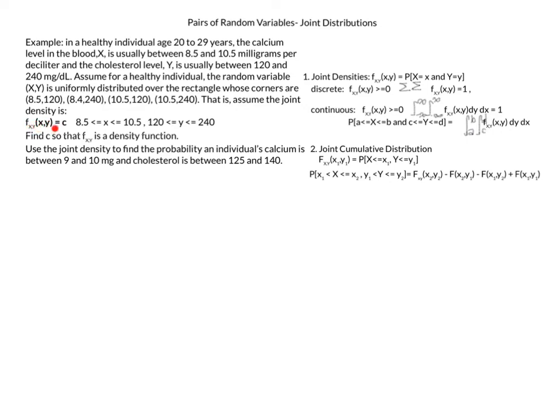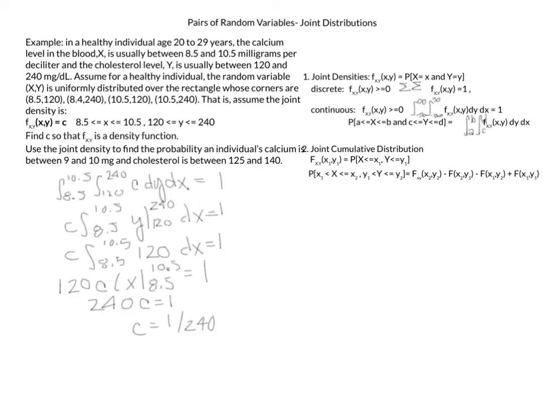Here we have f of xy is equal to c, that's our density, and x ranges between 8.5 and 10.5, y ranges between 120 and 240. Find c so that f of xy is a density function. So to start finding c, we're going to use this fact over here, that when you integrate over all possible values in x and y, that should be equal to 1. And so here I have integrated for all my possible values of y and then all possible values of x. Technically I should be going from negative infinity to infinity, but outside these boundaries, the density function is equal to 0. So here I have my density function, c, dy dx equals 1. Then you can see the steps in integration, and then I get c is equal to 1 over 240.